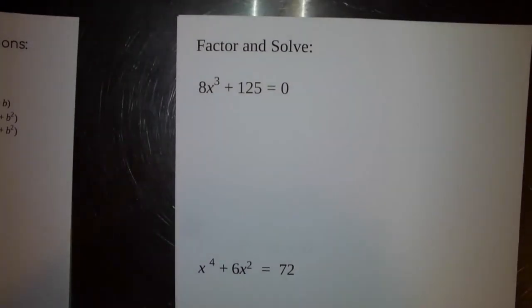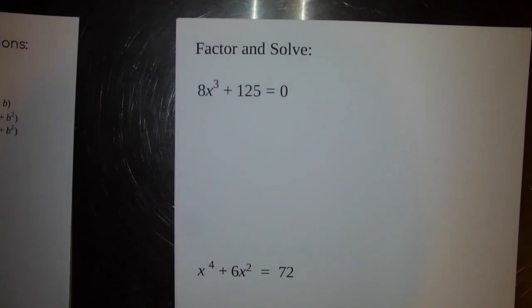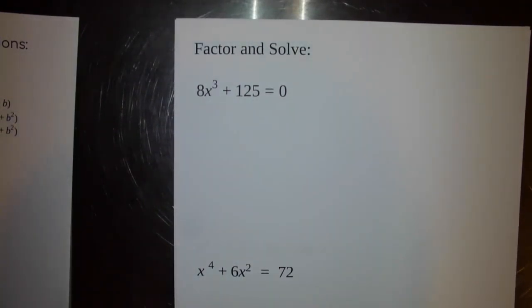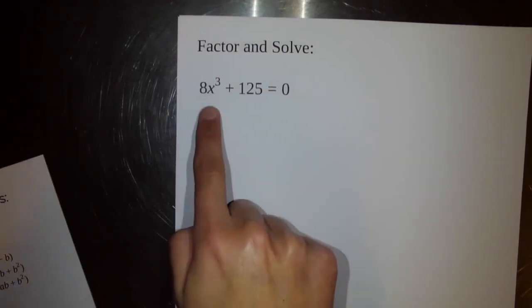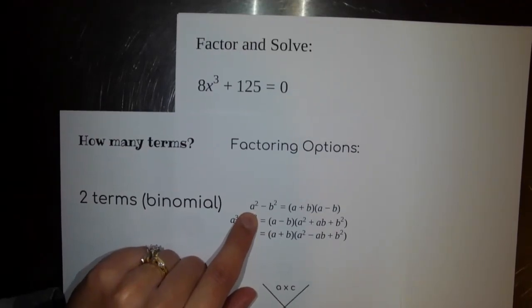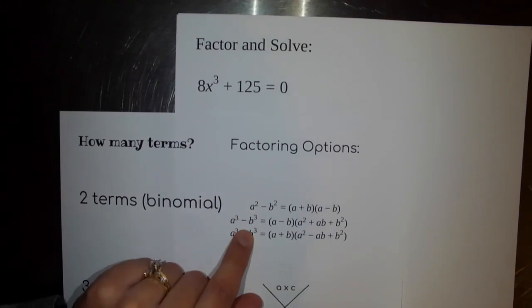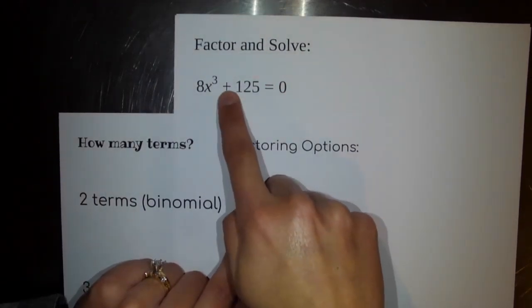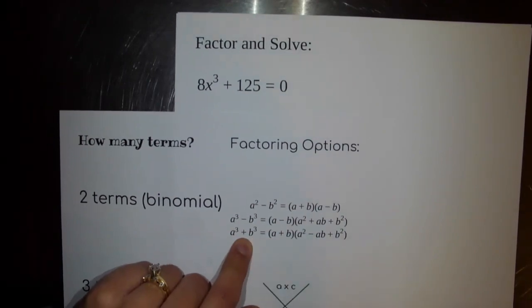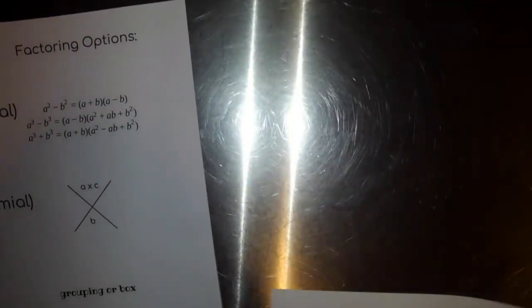So looking at this first problem, we have to have it set equal to 0 before we can factor, so that's already done here. And I want to see how many terms I have. 2 terms. So is 8 or 125 a perfect square? No. Are they perfect cubes? Yes, 8 and 125 are both perfect cubes. There's a plus sign here, so I know I would be using the sum of cubes. So I'm just going to put this behind my paper here.